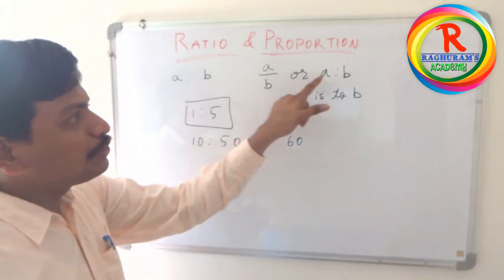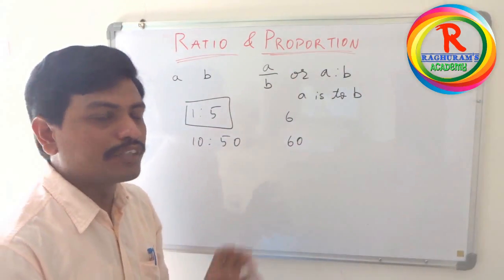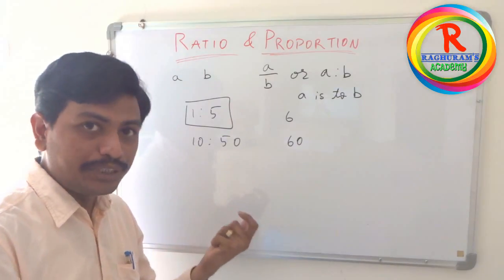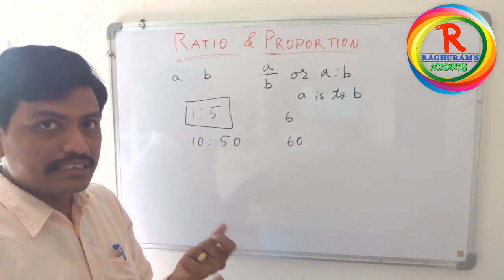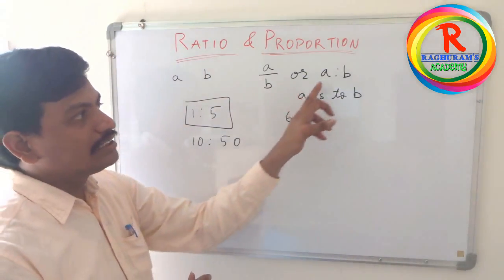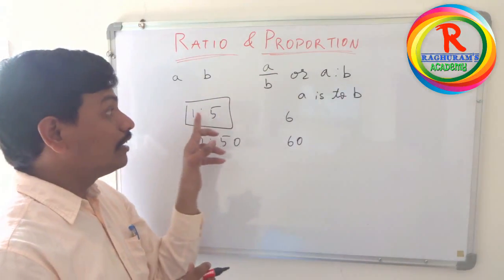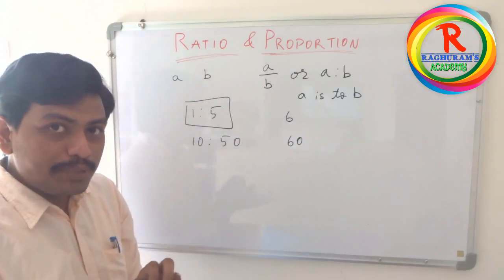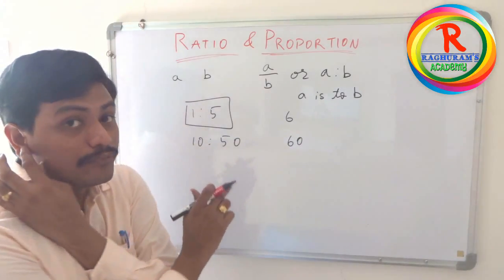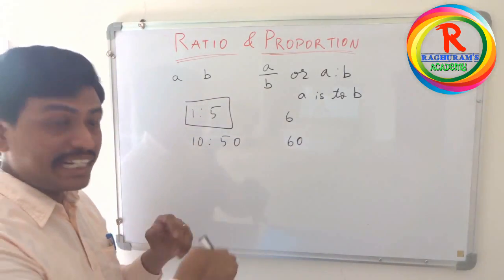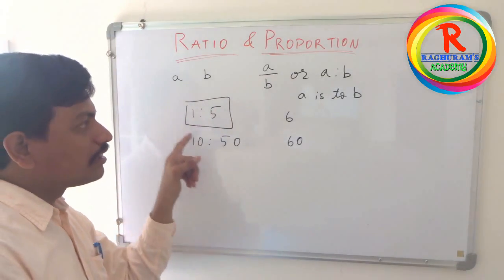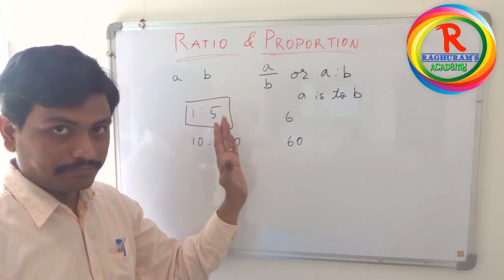So A is to B. This is the ratio, this is the meaning of ratio: A is to B, to compare two quantities of the same units. Unit is nothing but kgs, liters, something like this. These are not actual quantities. 1, 5 are not quantities. It may be something like 10:50. After cancellation by 10, we get the ratio 1:5.